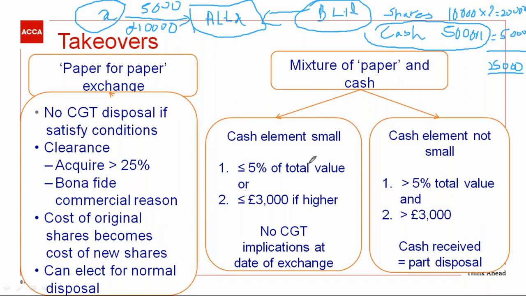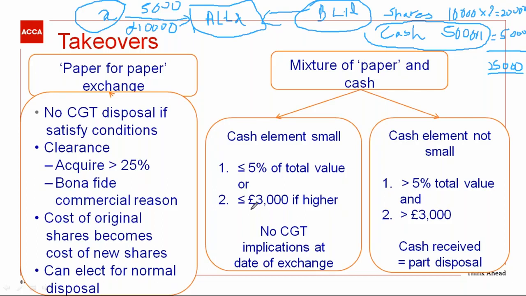This is the criteria. If the value of the cash received is equal to or less than £3,000, definitely it's a small cash amount. Then no CGT.